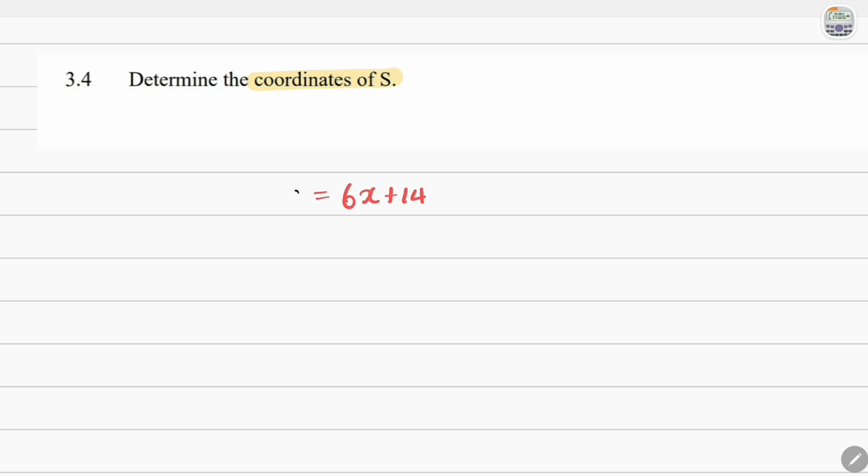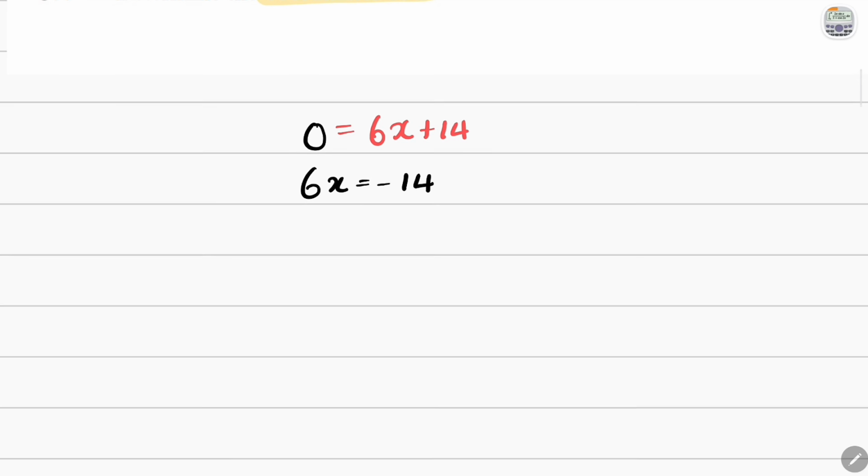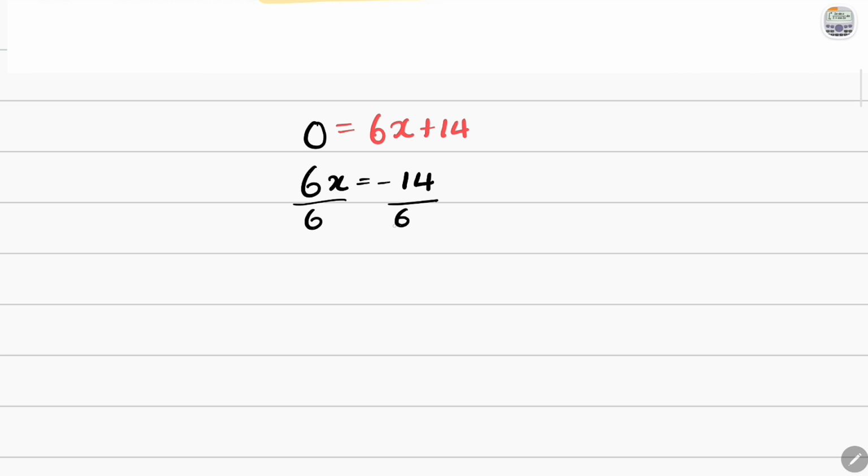So in place of y, we make this 0. And you can just transpose the 14, that's fine. So that's going to be negative 14 equals 6x. Or you could just say 6x equals negative 14, and divide both hand sides by 6. Therefore, x is equal to, they are both divisible by 2, so that becomes negative 7 over 3. And that is our answer.